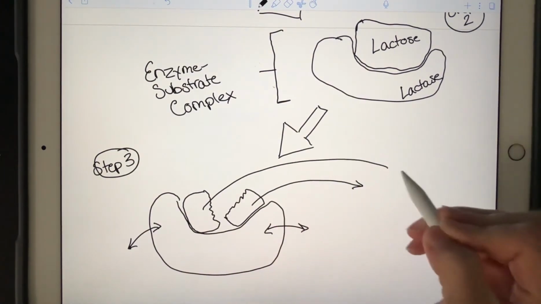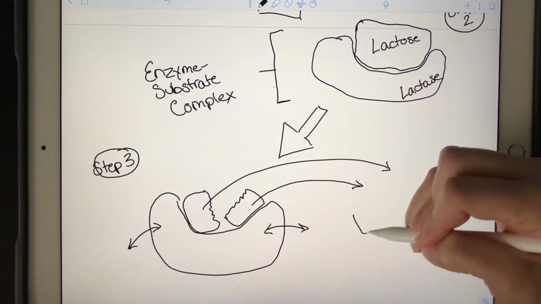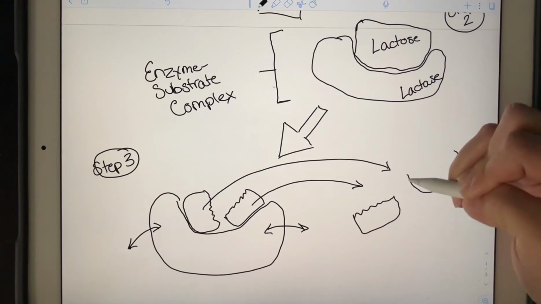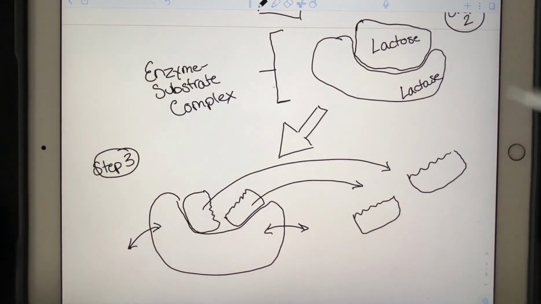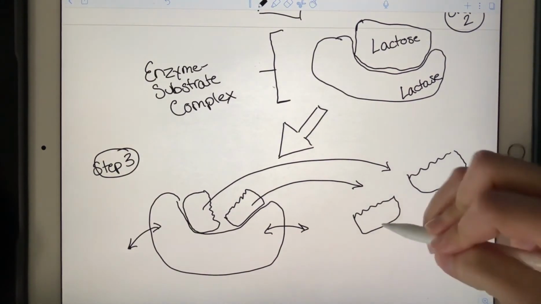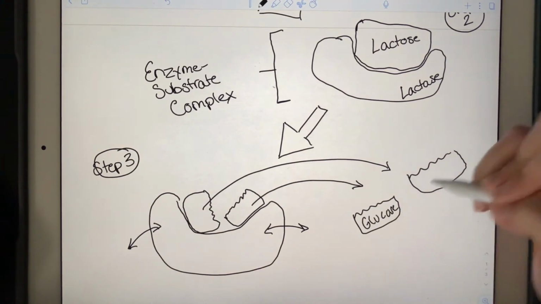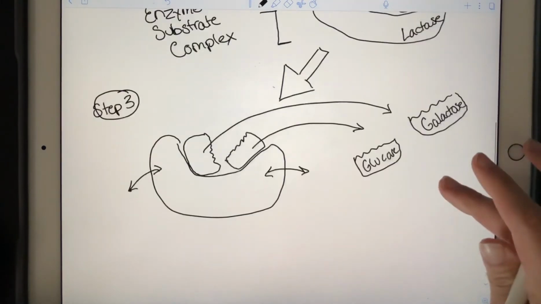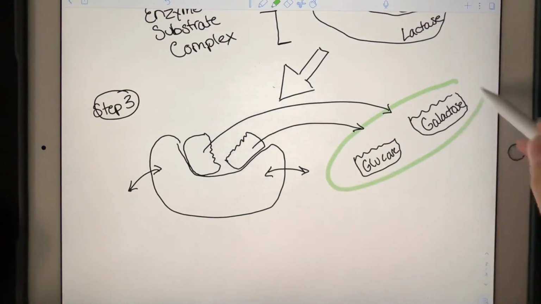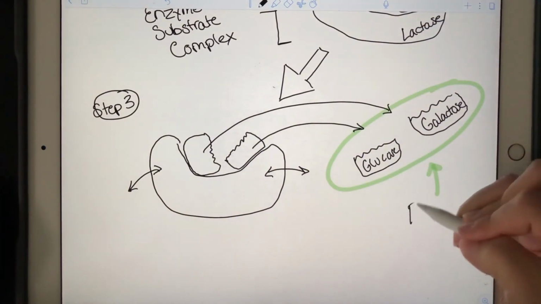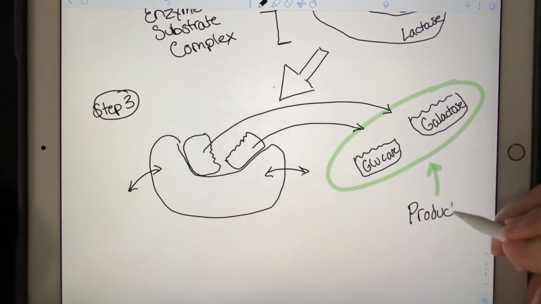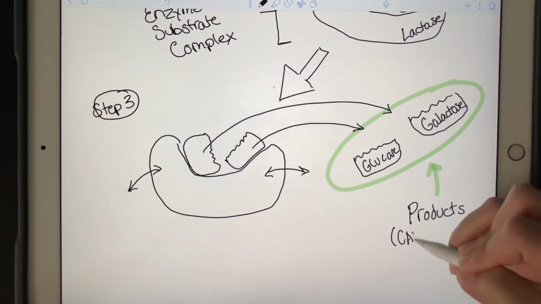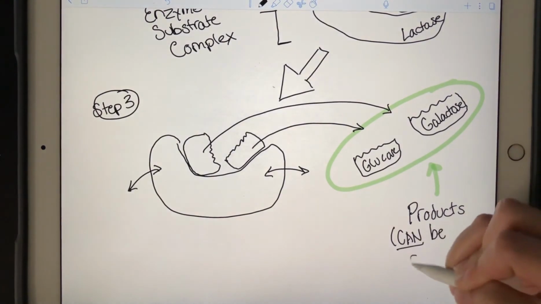And then these leave the enzyme. Just draw them like this, so you know there's 2 halves. Used to be lactose, but now we have glucose and galactose. These we call our products. And luckily for us, these can be digested.